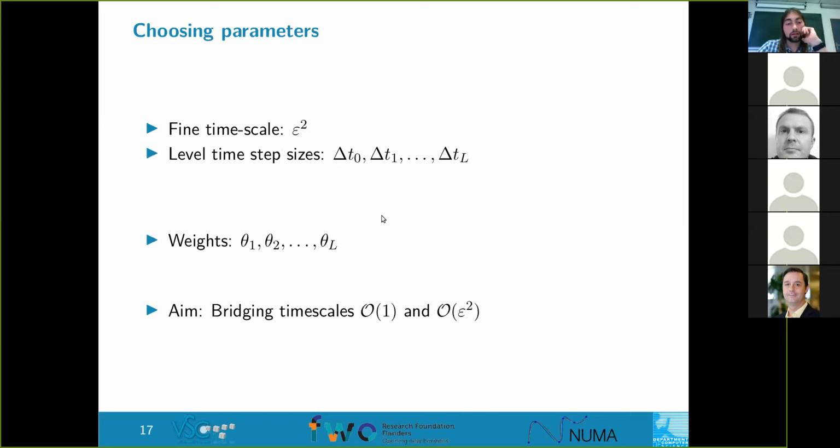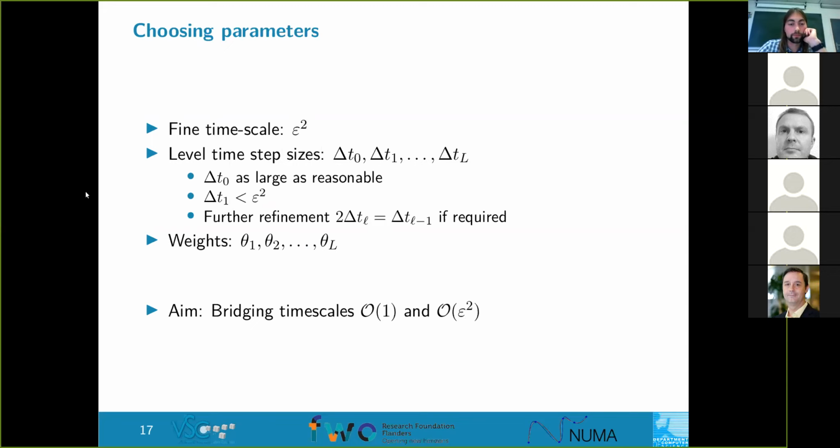So the level strategy we're going to apply is the following. We start off with a very large delta T0, as large as reasonable given our application. Then we pick a delta T1 that's smaller than epsilon squared, so that we immediately jump from this diffusive approximate model all the way to the kinetic equation that we want to simulate. After that, we can add further levels if we want, determined by how accurate we want our simulation to be. That's some tolerance we set, and then we just use a geometric sequence of refinements further down the line.